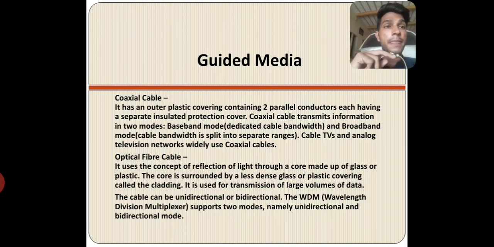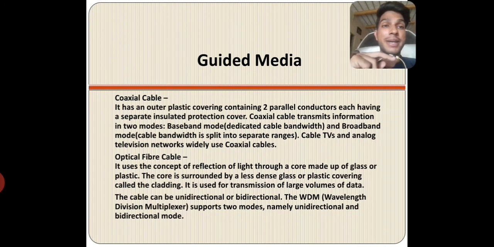Coaxial cable transmits information in two modes: baseband mode, dedicated cable bandwidth, and broadband mode. Cable bandwidth is split into two separate ranges. Cable TVs and analog television networks widely use coaxial cables. The second one is optical fiber cable.